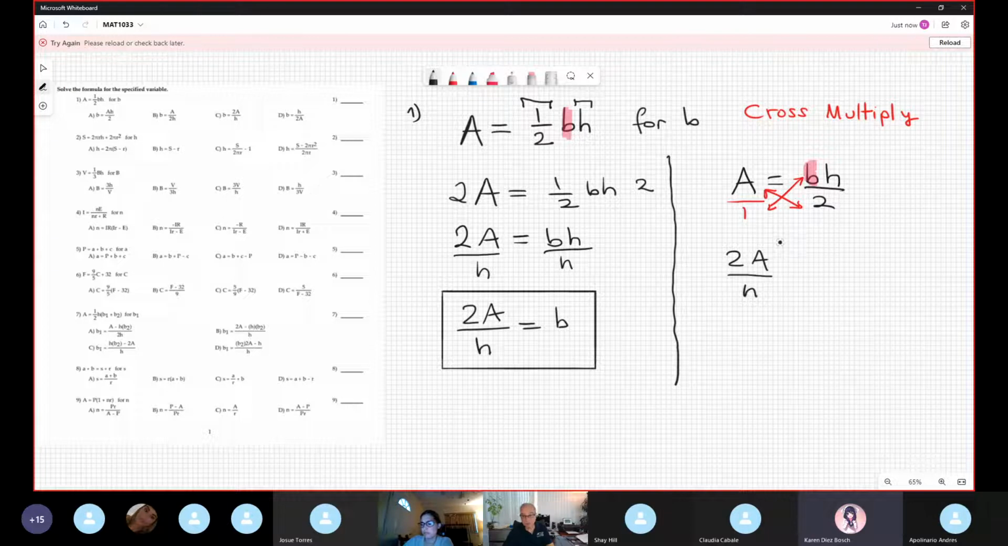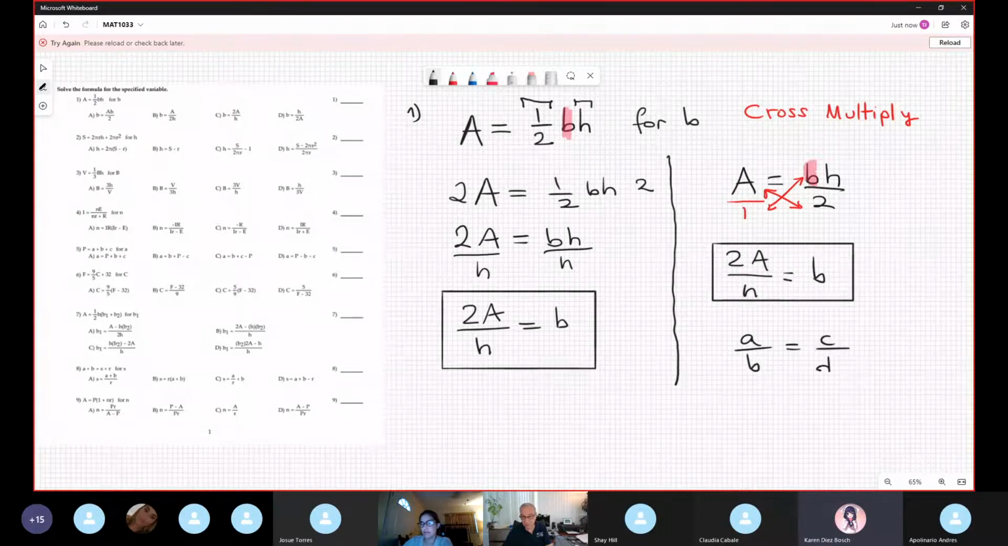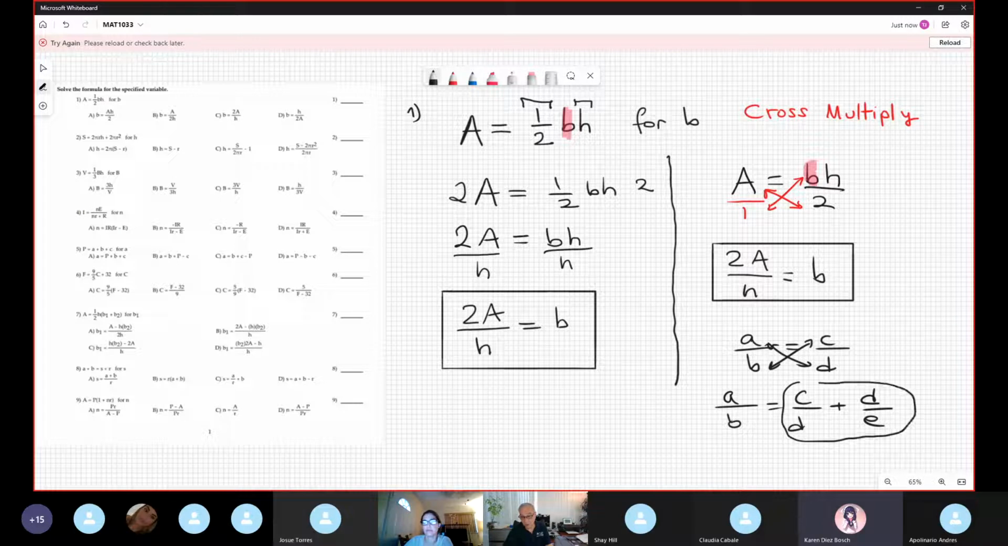But be careful, because not always, although it looks easier. Not always can we apply cross multiply. You apply cross multiply when you have a over b is equal to c over d. It's a proportion, and you multiply like that. However, if you have a over b is equal to c over d plus d over e, you cannot apply cross multiply. Well, you can if you condense that into only one fraction, but it's more complicated.